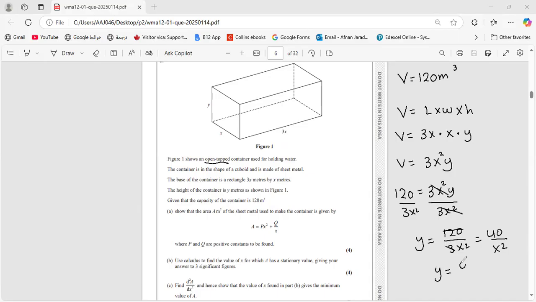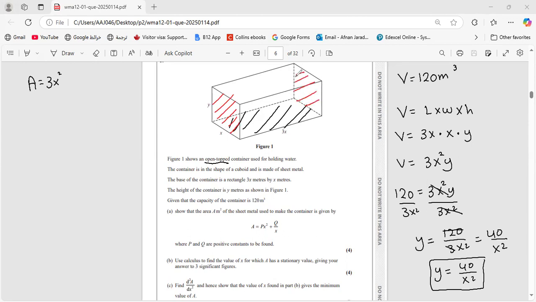Again, you need to make y the subject to eliminate y in the final form, so that A is just in terms of x. Here I need the area equals what? The area of the base, 3x multiplied by x, is 3x squared, open-topped, so only one. And I have the area of this one, which is xy multiplied by 2. This one also xy. So here I have plus 2xy.